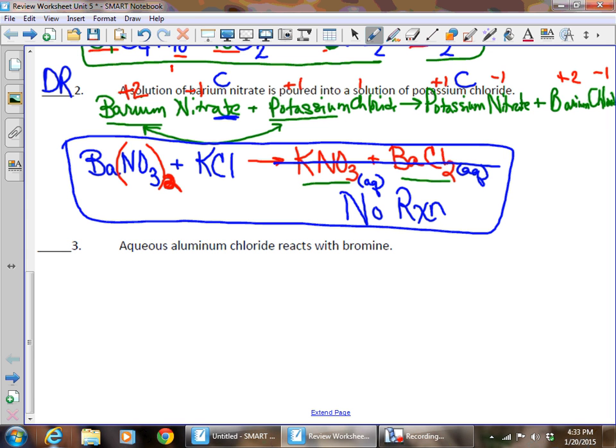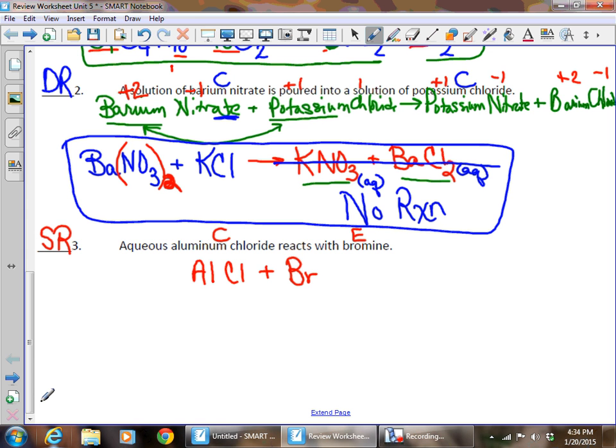So the next one, we've got aqueous aluminum chloride. So we've got a compound, and it's reacting with bromine, which is an element. When you react a compound with an element, you get a single replacement reaction. So that's going to be SR, single replacement. And now we have to decide who's trying to bump out who. We've got aluminum chloride, aluminum with chlorine, and we've got bromine.